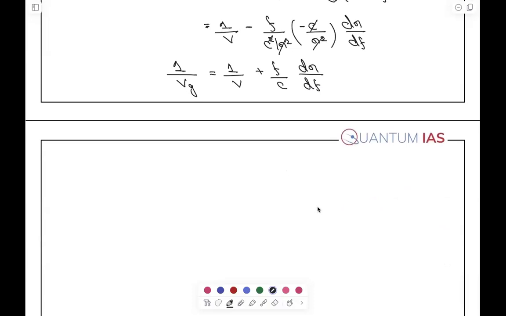Now we will see one more concept, then we will go on practicing the things, right? Because we are relating VG and VP, and based on that, we can have different types of dispersion. Okay, we can have various types of dispersion. So let's see dispersion of medium.